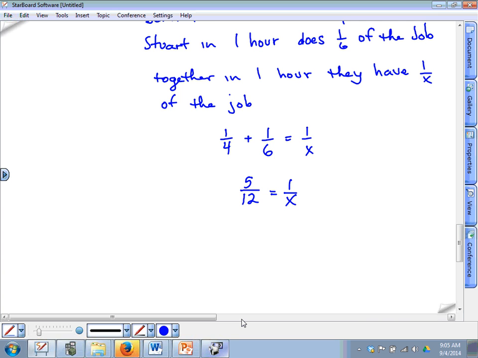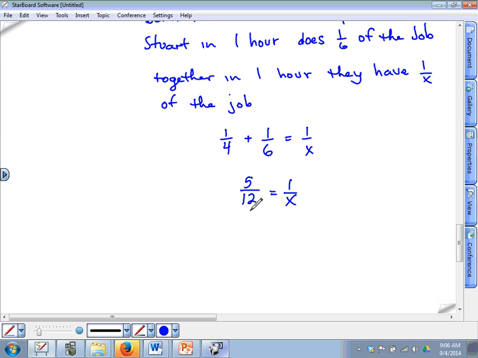How do we solve it from here? You could do that. There's probably a number of ways. You're suggesting to multiply by x. That could work. So you'd have 5x/12 equals 1, and then you can multiply by 12 on the other side. That can certainly work. That's a great way to do it.